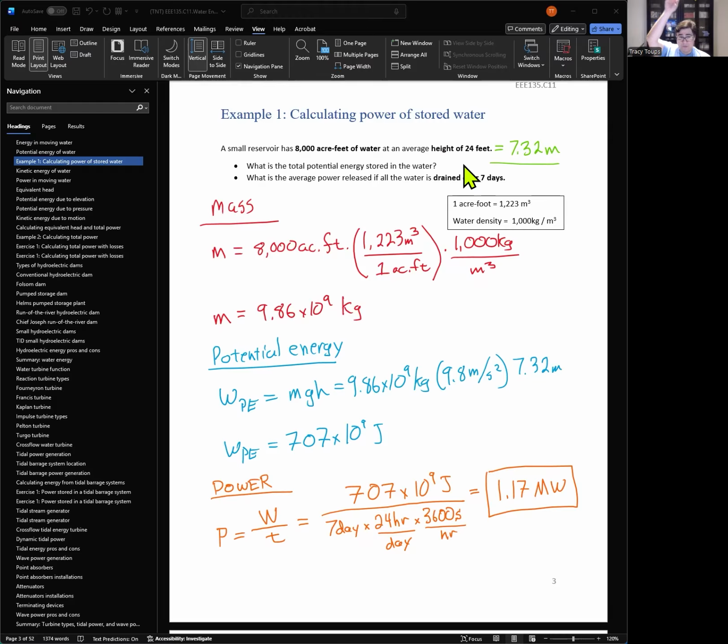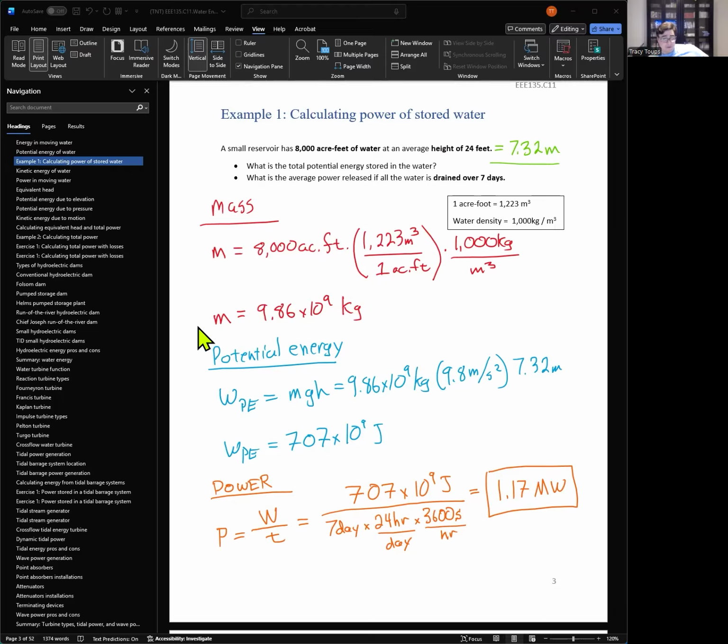So first thing we need to talk about is mass. We have volume, which is not mass. So mass is equal to 8,000 acre-feet, which you convert to meters cubed by multiplying by 1,223. And then the last thing we need is water density. The water density means for every cubic meter of water, so think of a cube, 1 meter by 1 meter by 1 meter, that weighs 1,000 kilograms. So we have a lot of water multiplied by 1,000 kilograms. Our mass of the reservoir is 9.86 times 10 to the 9th kilograms. So it's a lot, very heavy, a large lake behind this reservoir.